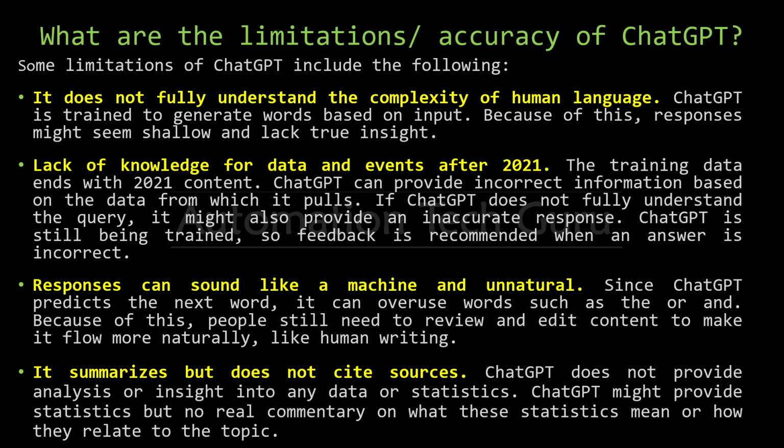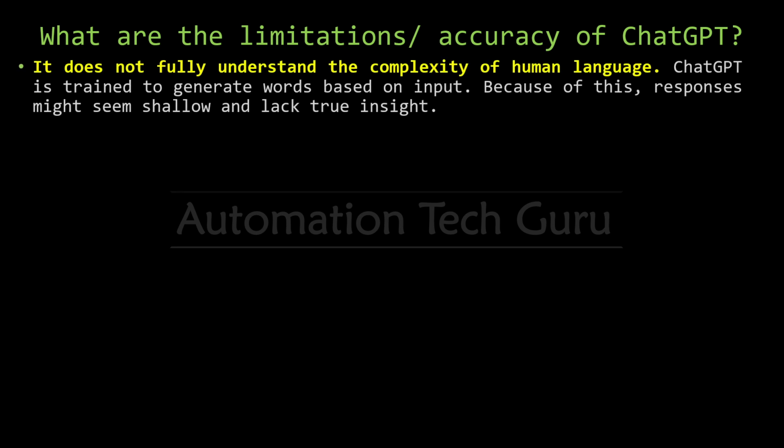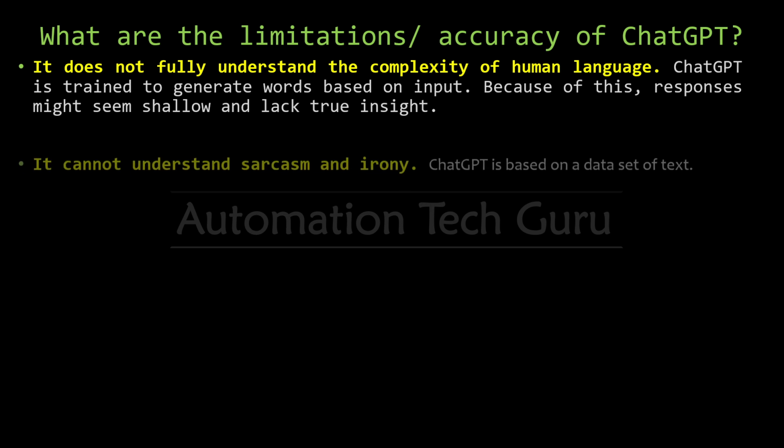ChatGPT does not provide analysis or insights into any data or statistics. ChatGPT might provide statistics but no real commentary on what these statistics mean or how they relate to the topic. It does not fully understand the complexity of human language. ChatGPT is trained to generate words based on input. Because of this, responses might seem shallow and lack true insight.